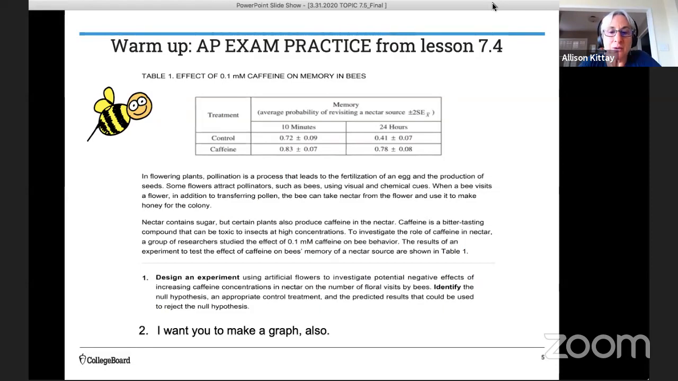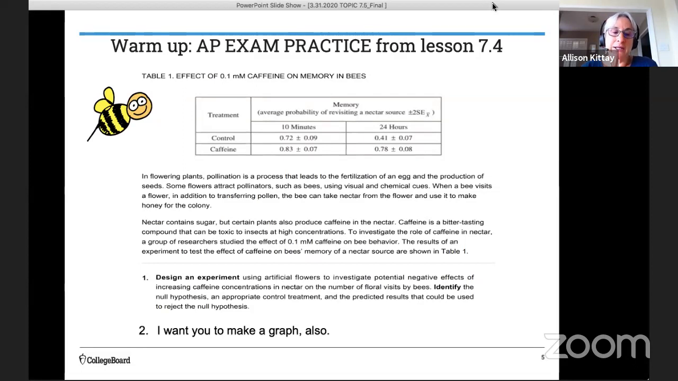To investigate the role of caffeine in nectar, a group of researchers studied the effect of 0.1 micromolar caffeine on bee behavior. The results of this experiment to test the effect of caffeine on bees' memory of a nectar source are shown in Table 1. And that's what I started out discussing with you.